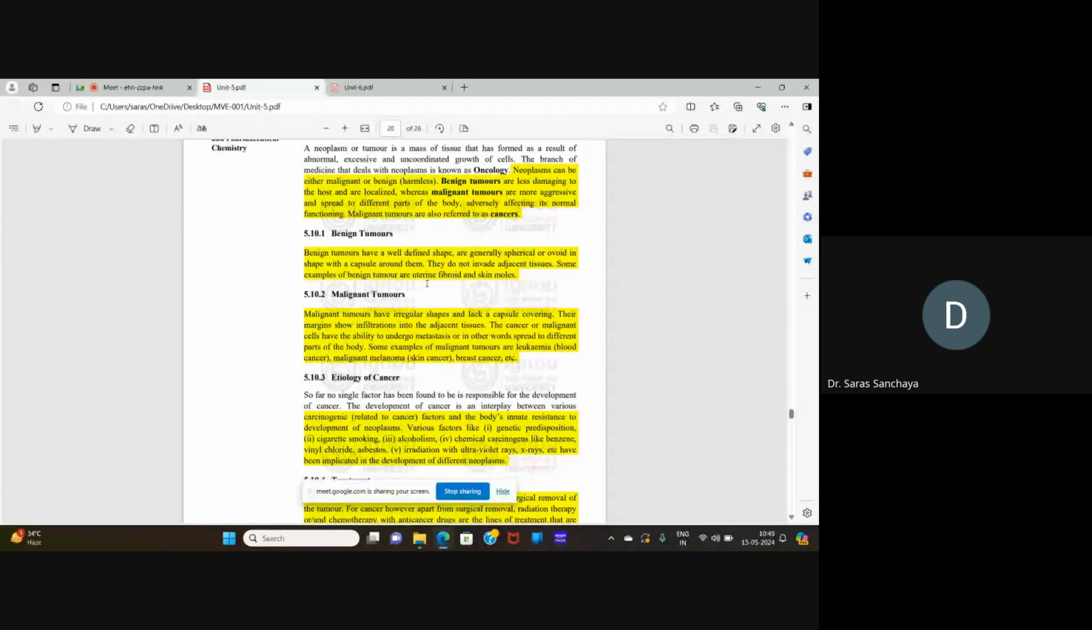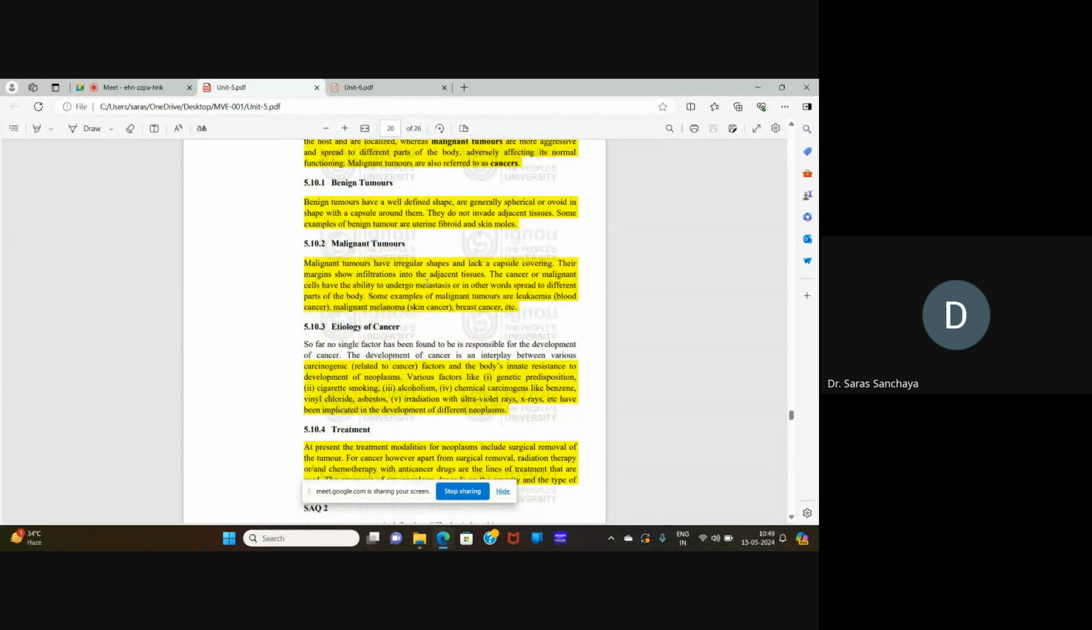Then we come to malignant tumors. Malignant tumors or cancers have irregular shapes and lack a capsule covering. Their margins show infiltration into the adjacent tissues. The cancer or malignant cells have the ability to undergo metastasis, or in other words, spread to different parts of the body. Some examples of malignant tumors are leukemia, that is blood cancer, malignant melanoma, that is skin cancer, breast cancer, lung cancer, skin cancer. There can be different types of cancer.